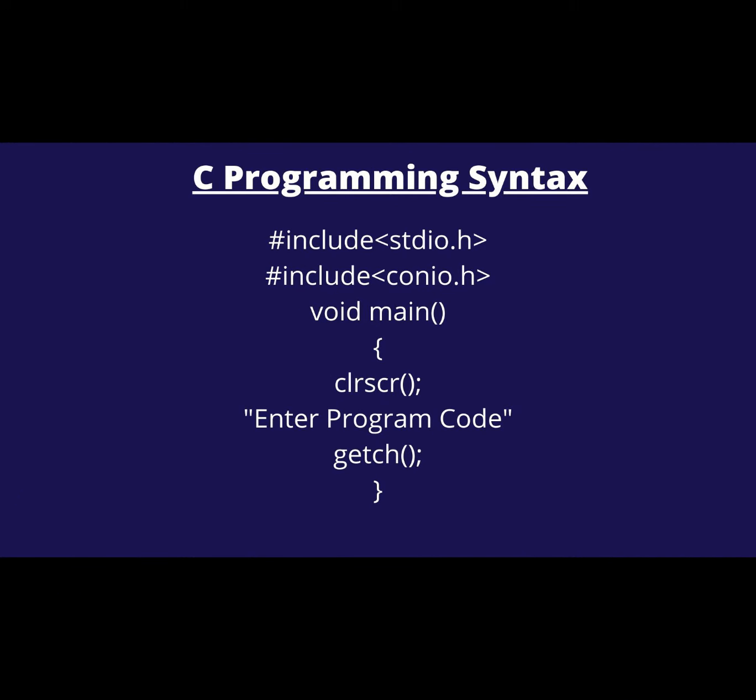Before starting any C program, we need to declare two header files, which are #include stdio.h and #include conio.h. Then we have the main function, which is declared as void main. Then we open a curly bracket to start writing our program. We use clrscr to clear any background program running in the software. One thing to note here is we use a semicolon. Semicolon is equivalent to a full stop in C language, and we need to use this semicolon at the end of each line in the program. And to end the program we use getch.